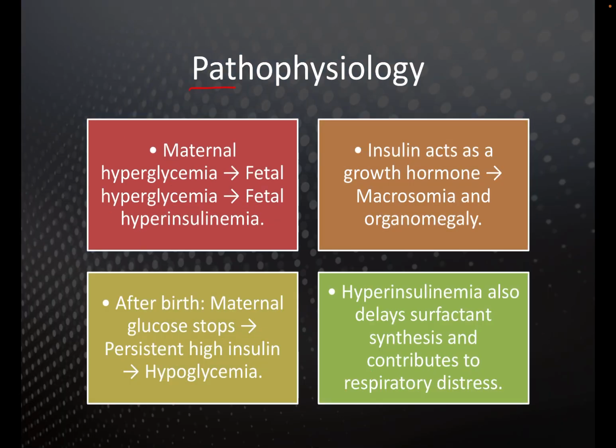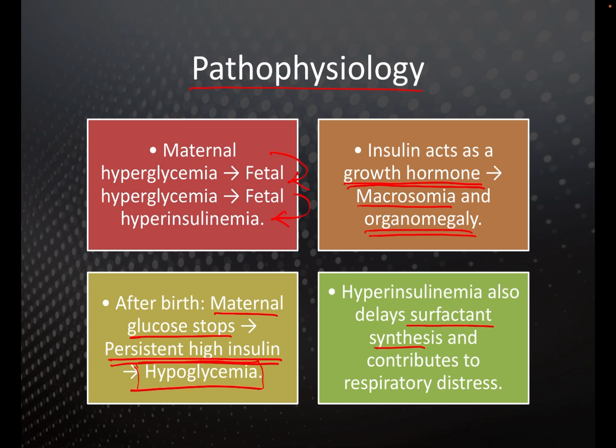So, what is the pathophysiology? Maternal hyperglycemia leads to fetal hyperglycemia. This in turn leads to fetal hyperinsulinemia. Now, this insulin acts as a growth hormone, and this will result in macrosomia and organomegaly. So after birth, maternal glucose stops, but there will be persistently high levels of insulin, resulting in hypoglycemia. And the hyperinsulinemia also delays surfactant synthesis and contributes to respiratory distress.